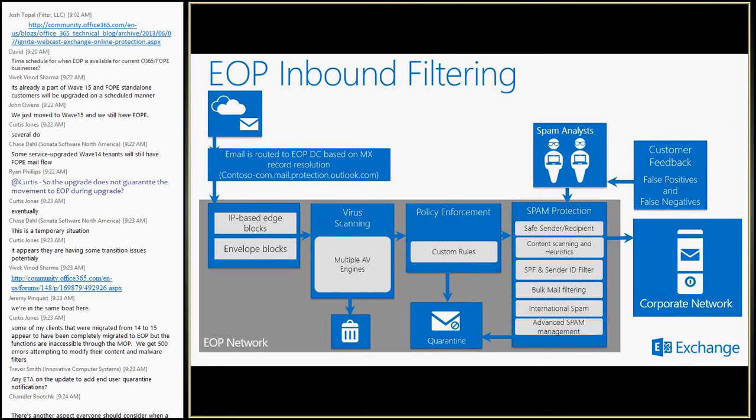So you'll see that mail comes in. As we talk through, it hits the IP-based connection filtering, and we look at envelope filtering around the SMTP layer. And at that point, once we've decided, yeah, we're going to accept that message or not, we then take it through the next stage of the process.